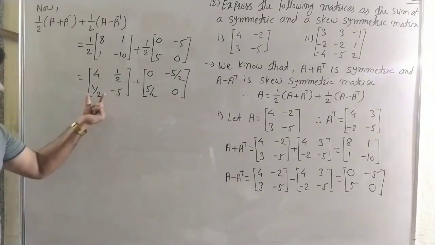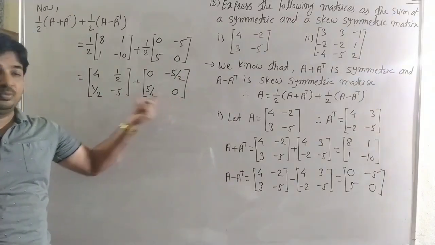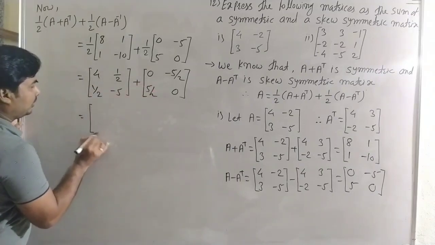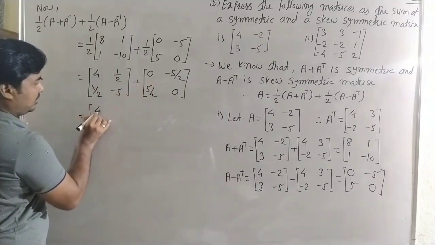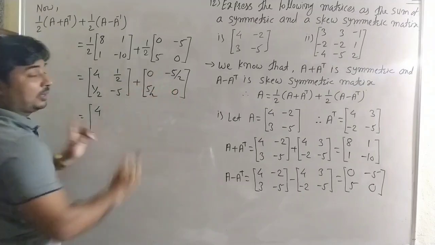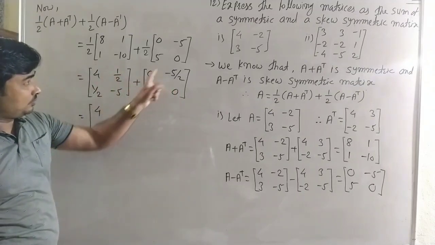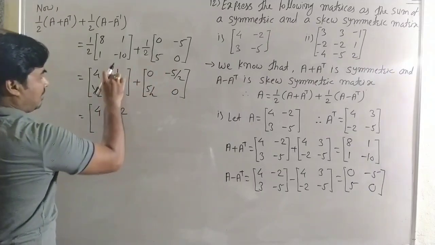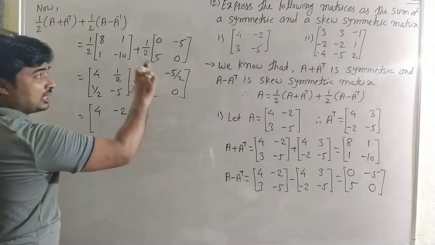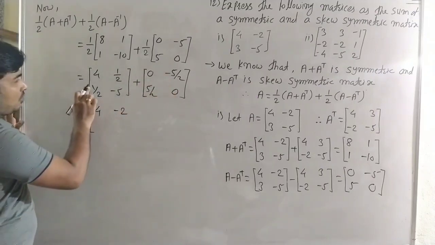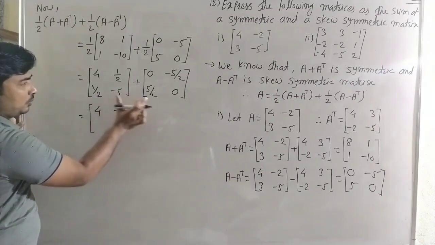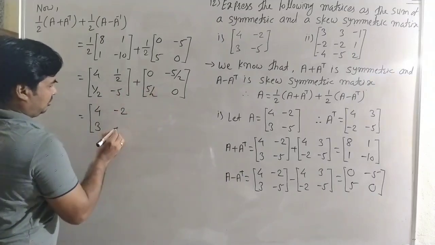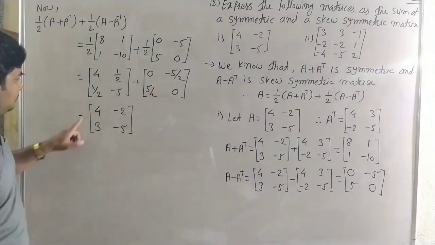Now see carefully, it is a symmetric matrix and it is a skew symmetric matrix, and therefore the addition of both matrices: 4 plus 0 is 4. See carefully, 1/2 plus -5/2, careful calculation, is -4/2, that is -2. Then 1/2 plus 5/2 is 6/2, and 6/2 is 3, and -5 plus 0 is -5.